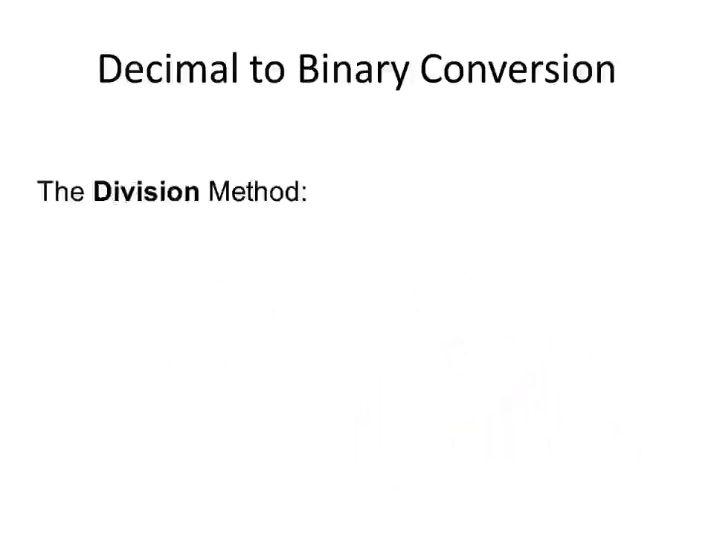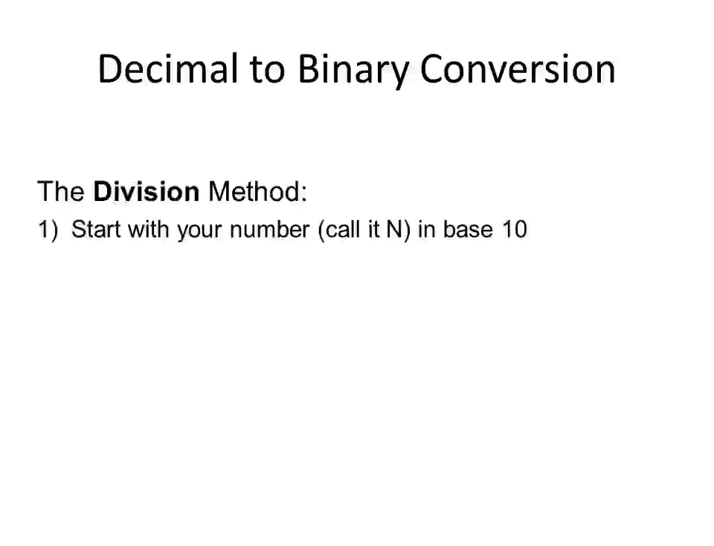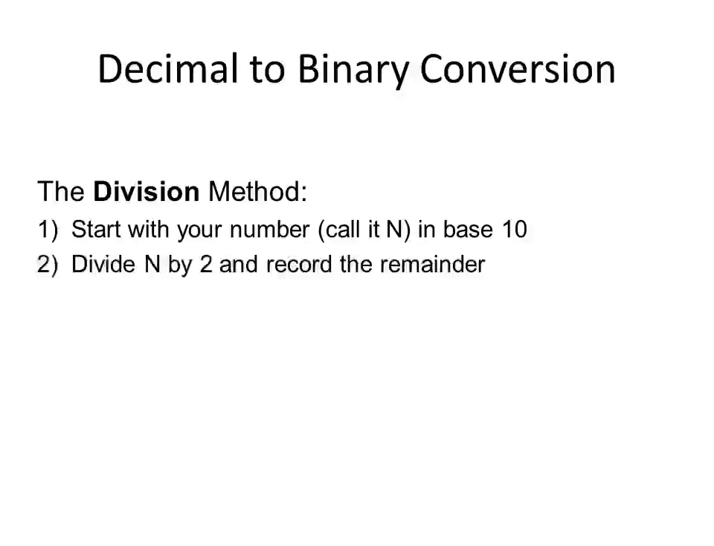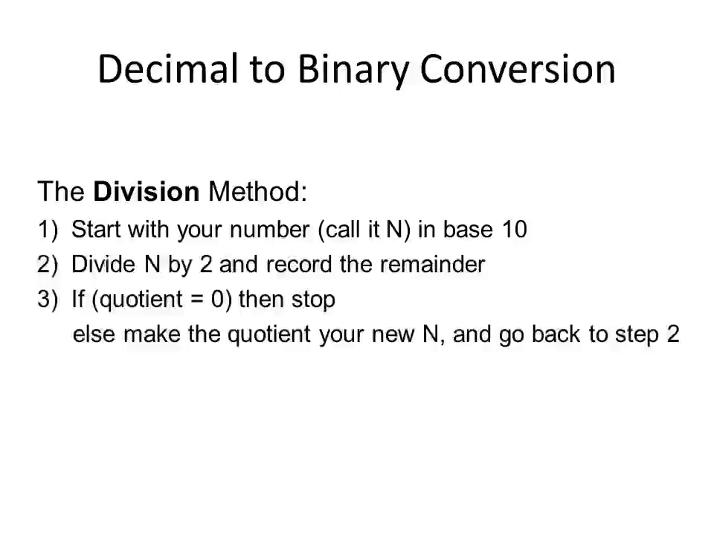Now decimal to binary conversion. First is the division method. In the division method, there is a step-by-step process that is known as an algorithm. Start with your number, call it n in base 10, then divide n by 2 and record the remainder. If the quotient is 0, then stop; else make the quotient your new n and go back to step 2. This process, steps 2 and 3, is repeated until the quotient becomes 0.